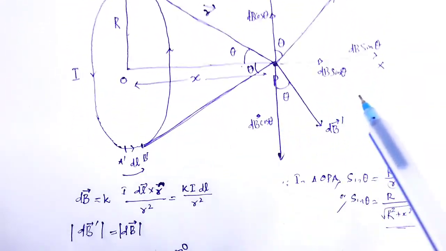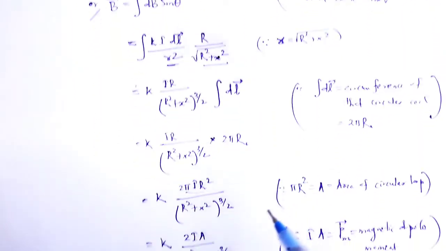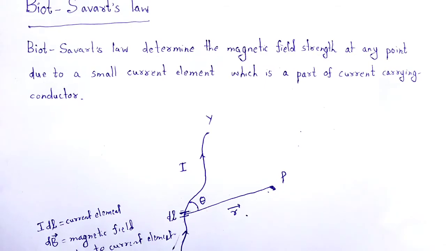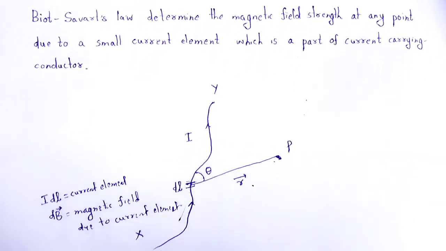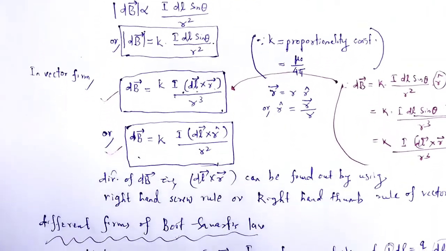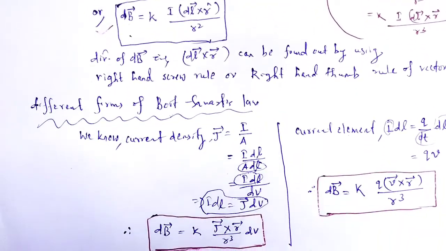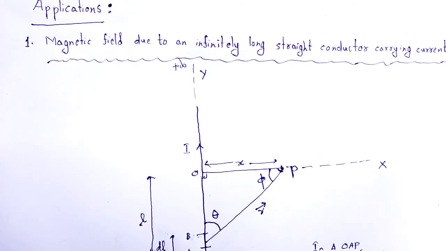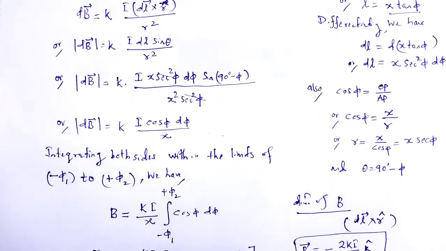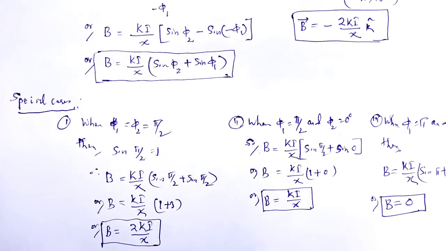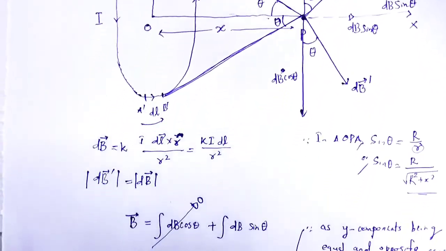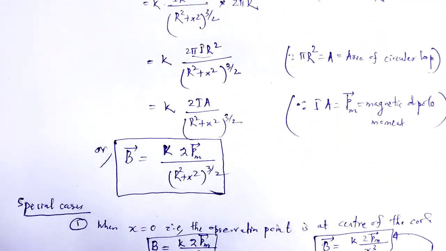That was the magnetic field due to a current carrying coil and its special cases. So with the help of this video lecture, we understand what Biot-Savart's law is, in which condition we use it, its mathematical form, its scalar and vector notation, the direction of the magnetic field intensity, various forms of Biot-Savart's law, and applications of Biot-Savart's law to calculate the magnetic field due to an infinitely long straight conductor carrying current and its special cases. And again, another application, that is the magnetic field due to a current carrying loop, its mathematical expression and its special cases.